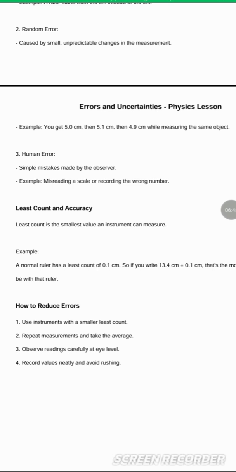So, the next time someone says your result is wrong, you can proudly say, no, it's not wrong, it just has some uncertainty. And that is the language of real science. If this helped you, don't forget to revise it once before your test or next lab, because this topic always shows up somewhere.